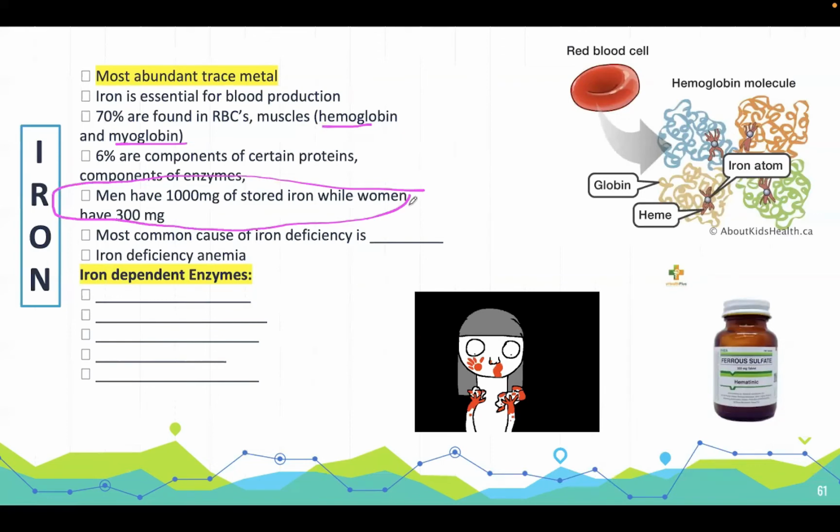So the most common cause of iron deficiency, what do you think is the most common cause of iron deficiency? The correct answer is blood loss. Okay? Blood loss is the most common cause of iron deficiency. So it can lead to iron deficiency anemia.